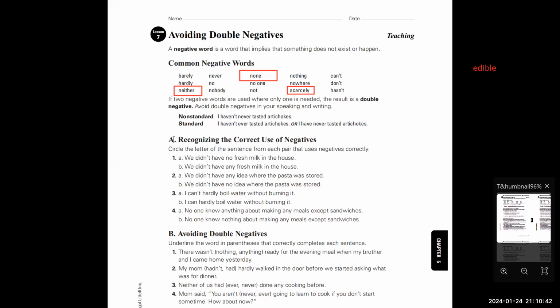Number two. We didn't have any idea where the pasta was from. Okay, very good. That's correct. Same thing with number one. There's didn't and no. Okay, continue. Number three.